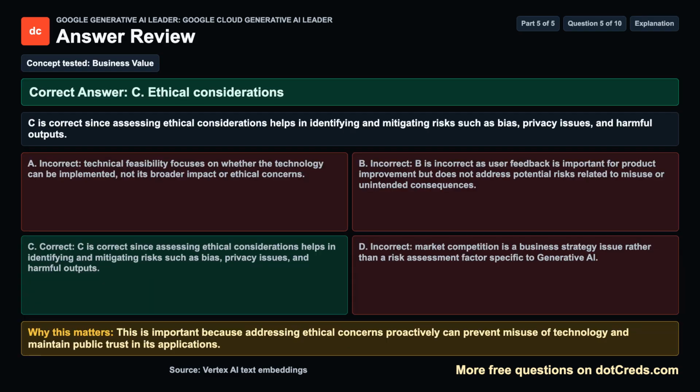Concept tested, business value. The correct answer is C. Ethical considerations. C is correct since assessing ethical considerations helps in identifying and mitigating risks, such as bias, privacy issues, and harmful outputs. Why this matters? This is important because addressing ethical concerns proactively can prevent misuse of technology and maintain public trust in its applications.